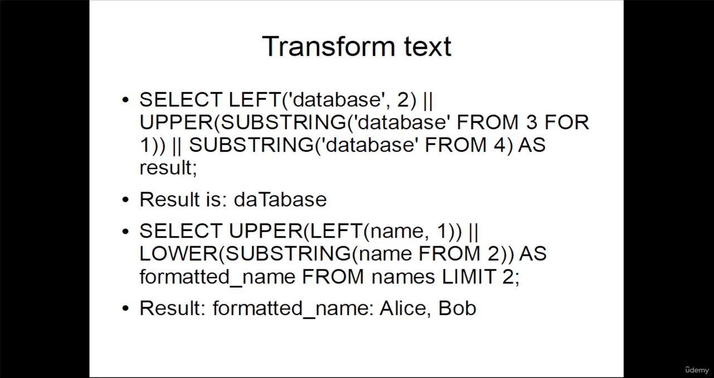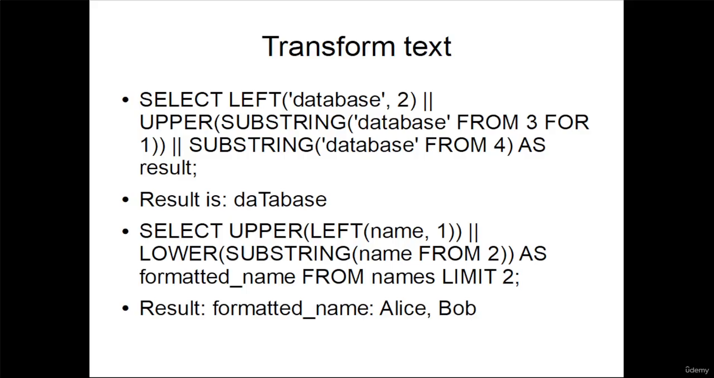I explain this on the next slide. Capitalize the first letter, lowercase the rest. Select upper(left(name, 1)) || lower(substring(name from 2)) as formatted_name from names limit 2.